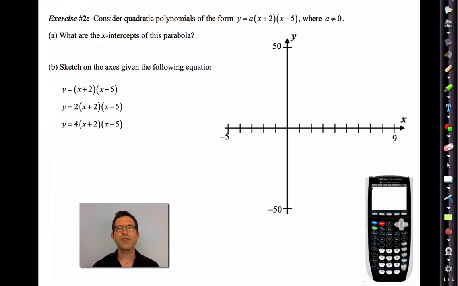So let's investigate a, right? Because it's probably the most irritating part of this. But in exercise number 2, it says consider quadratic polynomials, so x squared, of the form y equals a times x plus 2 times x minus 5, where I don't want a to be 0, otherwise it's just y equals 0. Letter A asks, what are the x-intercepts of this parabola? I probably really should have said, what are the x-intercepts of parabolas that have this form, but I didn't. So anyway, think about that. What are the x-intercepts of this parabola?